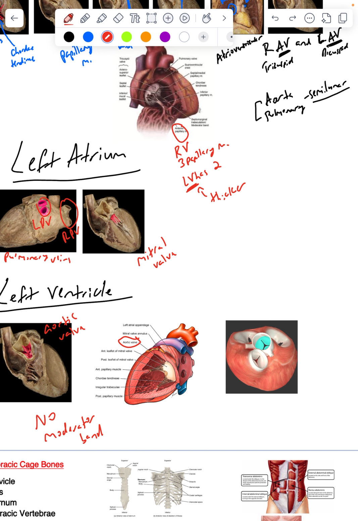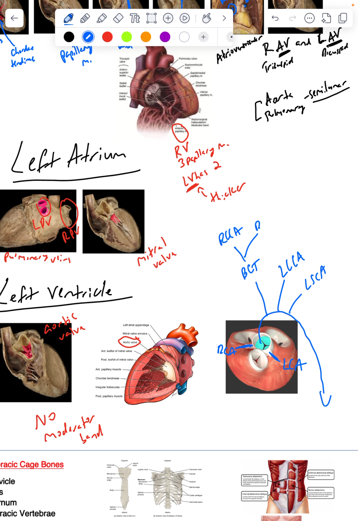Something cool you can also see here is, right off of the aorta, when you first get to the aorta, this is your right coronary artery. And this is the left coronary artery. And then eventually when it arches and goes down, becomes your descending aorta, off of the arch you have your brachiocephalic trunk, left common carotid artery, left subclavian artery. This becomes the right common carotid. Sorry.